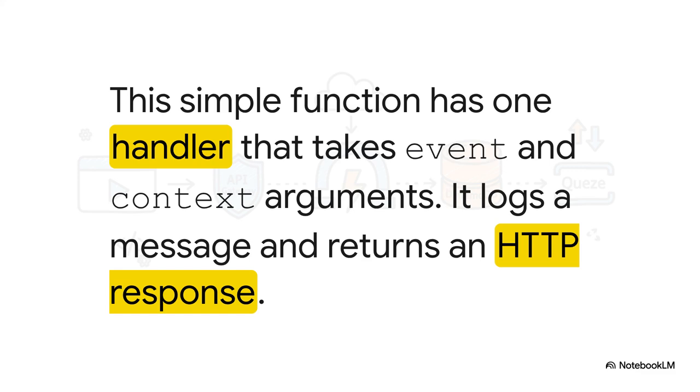So what does our code do? Well, it just prints a message to the logs, which is why we needed that IAM role, and then it returns a simple response with a status code of 200 and that hello from Lambda message.